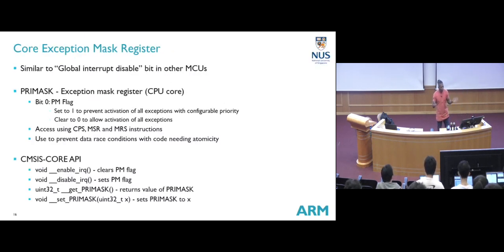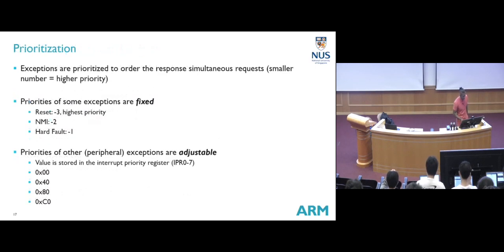As a global mask to enable and disable interrupts, there is the PRIMASK exception register. It's actually assembly language code, but we are given two library functions which you can use: enable IRQ and disable IRQ, if I want a global enable and disable of interrupts. Again, regarding priority, all the core interrupts have fixed priority. The peripherals have adjustable priority using the IPR registers.